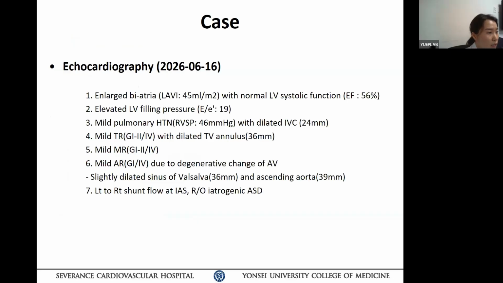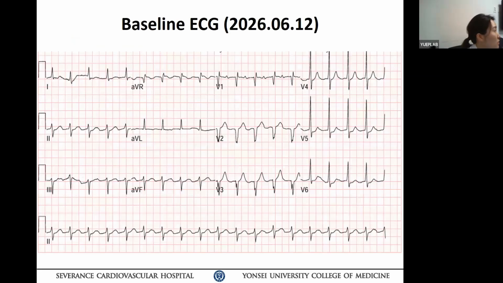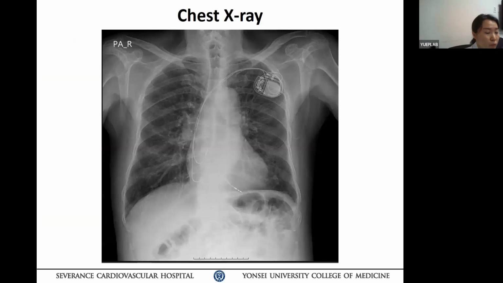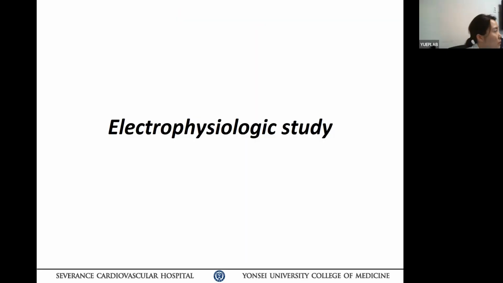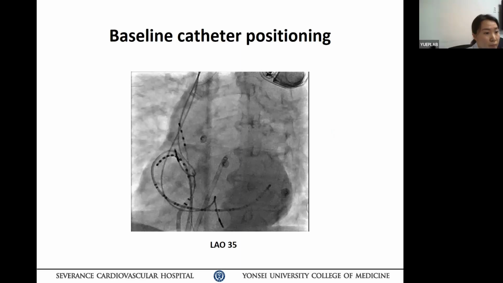This was the last echocardiographic result. And this is the baseline ECG. There was no significant finding on chest X-ray. So we performed the EP study. This was the baseline catheter position. We put the duodecapolar catheter in the low RA to the CS, the decapolar catheter in the high RA, and the quadripolar catheter in the SVC.